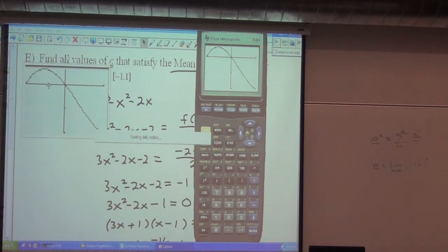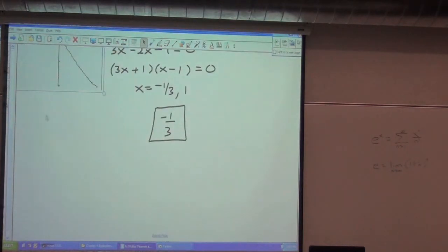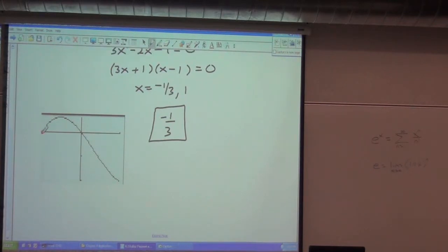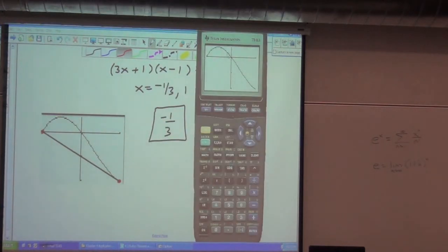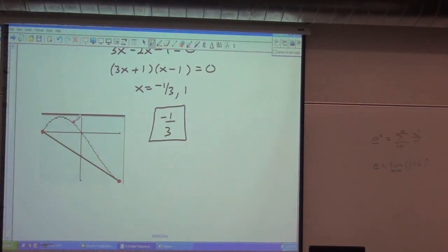What we just figured out here is, if I draw a secant line from this point here to this point here, we just figured out over here where x is about negative 1/3. I should check my window. Well, I did negative 1 to 1, so negative 1/3 would be about right here. I could draw a tangent line right here that's parallel to that secant.